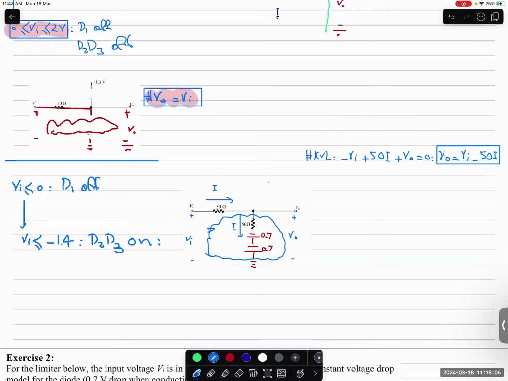Okay. But then I want to get rid of I. I don't want to have I. So I will apply maybe one more KVL here. So it becomes minus VI plus 50I plus 50I minus 1.4. Okay. Then I becomes equal to VI plus 1.4 divided by 100.